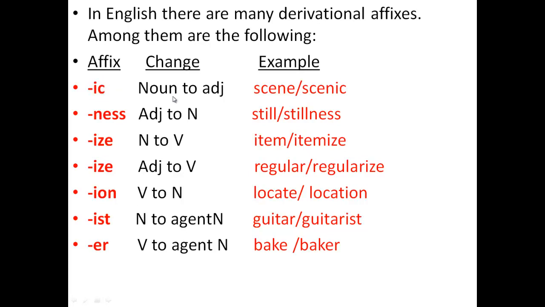So ic can change nouns into adjectives. Scene is a noun. We can derive an adjective out of it by adding ic. It becomes scenic. We can talk about ness as a derivational morpheme. It can be added to adjectives to obtain nouns. For example, still, the adjective. We obtain stillness, the noun, out of it. So if you like, these are morphological rules. Er, for example, can be added to verbs to form the agent noun. For example, bake plus er becomes baker, the agent.